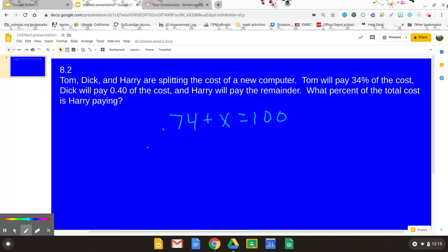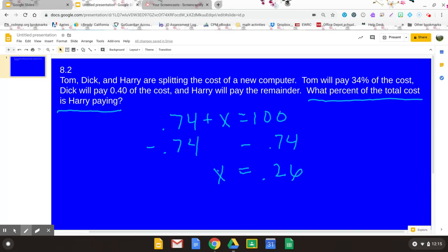So I'm going to subtract 0.74 from both sides. Then I get X equals 0.26. And then if I want to present that as a percent, and that's what the problem's asking me to do, I know that 0.26 is equal to 26 over 100, because the 6 is in the hundredths place, and 26 over 100 is 26%.